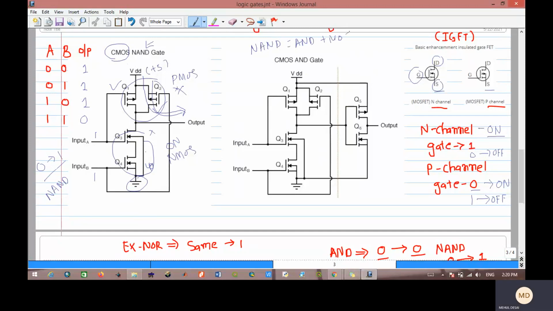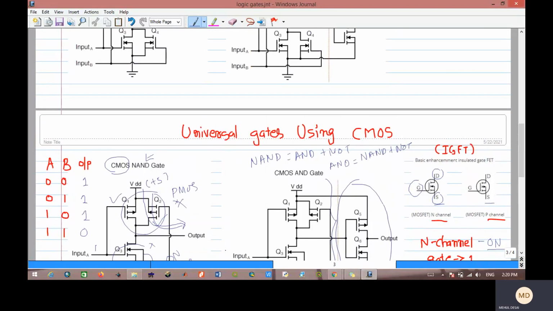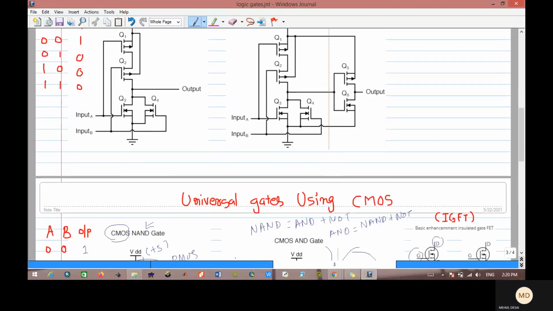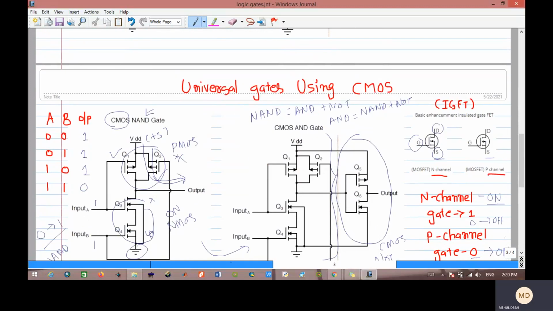So similarly, AND is nothing but the NAND plus NOT. If this is the circuit of the NAND gate, similarly, this is nothing but the CMOS inverter circuit, so this is the CMOS NOT gate. So this is the CMOS AND circuit.